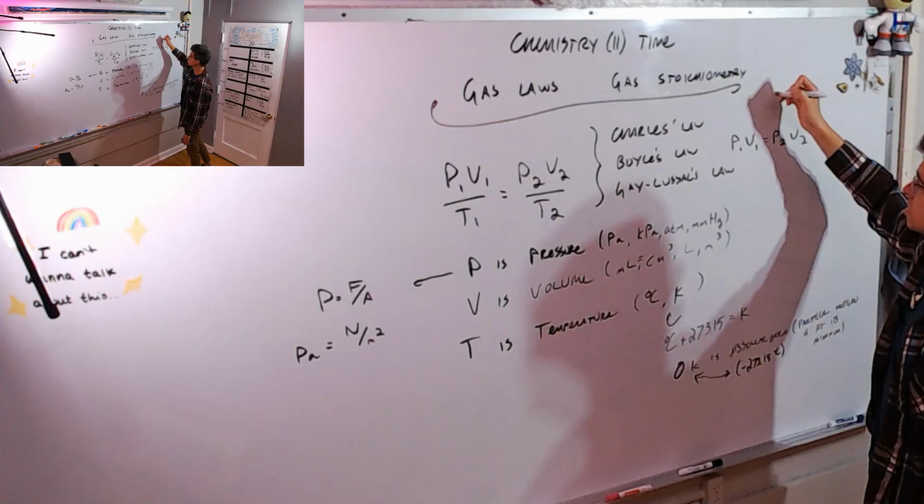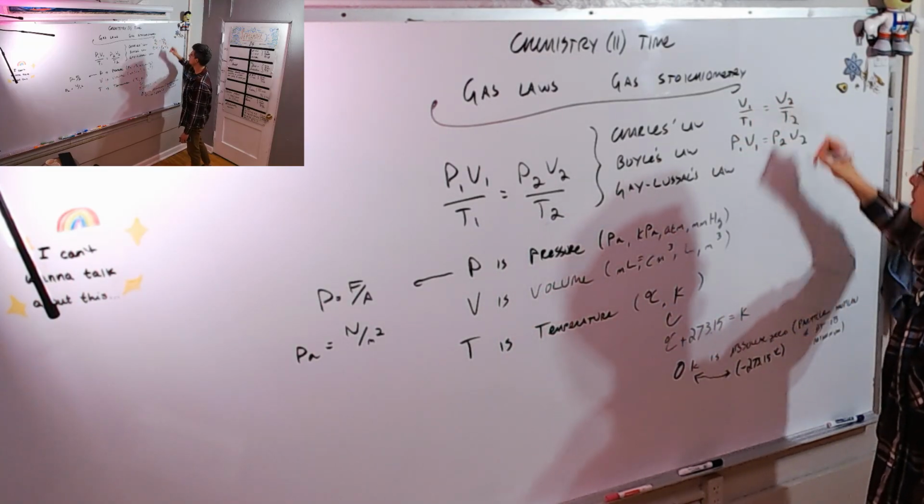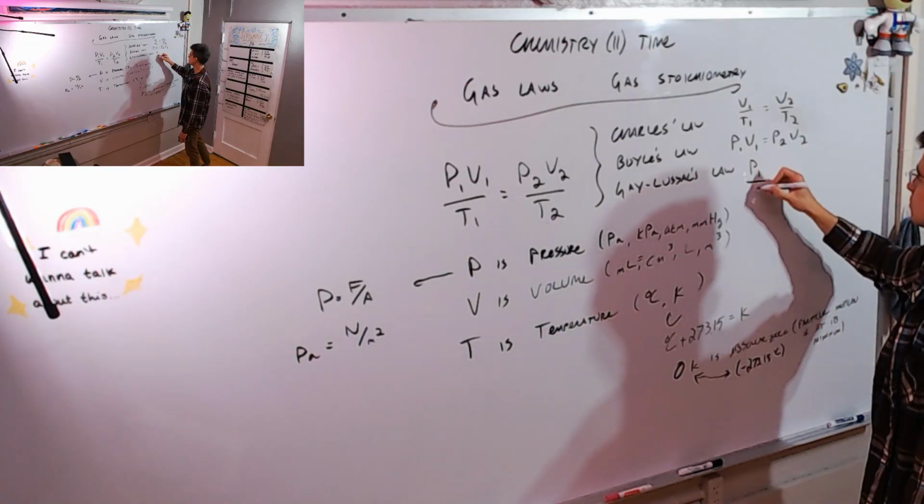Charles' law is the one that does deal with temperature. V1 over T1 equals V2 over T2. And Gay-Lussac's law relates pressures and temperatures.